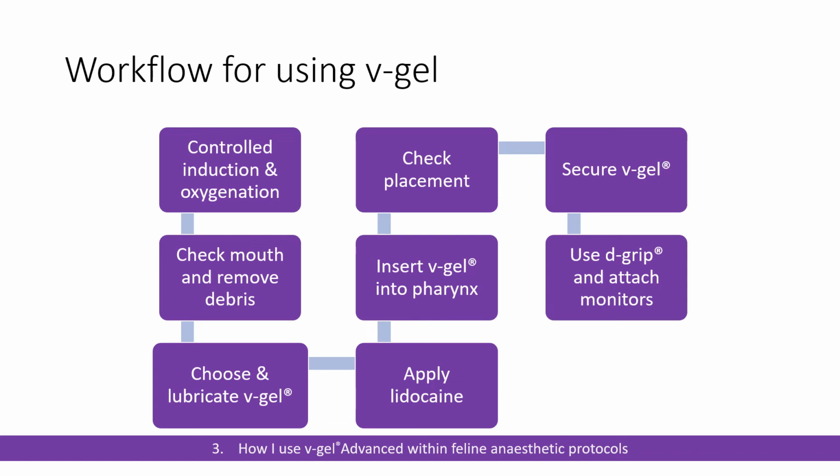They're very, very useful to stop the circuit pulling and displacing the V-gel out. And what I normally do is secure the V-gel in place, position my patient, and then I attach the D-grip and the circuit in place at that point, and then I attach my capnograph and I make sure that I'm getting capnograph traces. A normal capnograph trace on my capnograph tells me that the V-gel is in the correct position.